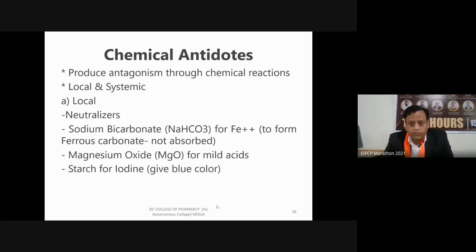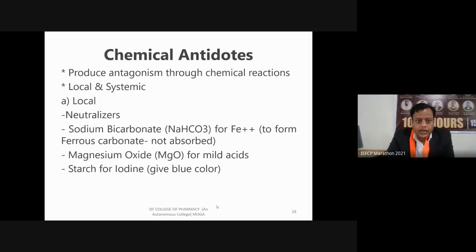Sodium bicarbonate is generally used for ferrous ion toxicity. It forms ferrous carbonate, which is a non-absorbed complex. So neutralizers include sodium bicarbonate for ferrous ion, forming ferrous carbonate, a non-absorbed complex. Second is magnesium oxide, used for mild acid. The mild acid reacts with magnesium oxide and forms a non-absorbable complex. Similarly, starch is used for iodine, and it gives a blue color. When iodine is present in excess amount, starch acts as a neutralizer.